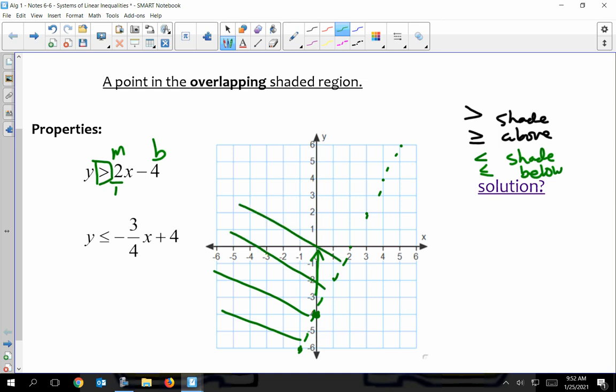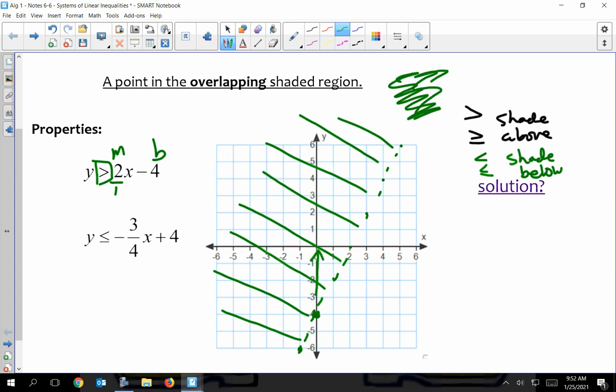Now, the reason why some kids like to scribble their shading, they like to do this. And the reason I don't do that is because when we get to systems, I need to be a little bit neater than that. So that's why I draw those lines like that. Okay, so you might want to kind of do that with me. Hope you understand why in a second.